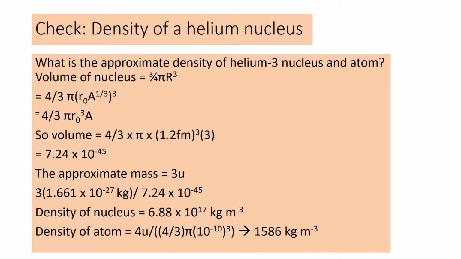And for the density of the helium-3 atom, you would do 4 times the atomic mass unit, and then you divide it by the volume of that atom. Now the volume of the atom is 4 over 3 pi r cubed, where we approximate the radius of the atom as 10 to the power of minus 10, because the radius of the nucleus is 10 to the minus 15, and the radius of an atom is roughly 10 to the minus 10. So we do 4 times u divided by 4 over 3 pi r cubed. We substitute r as 10 to the minus 10, and we end up with 1,586 kilograms per meter cubed.